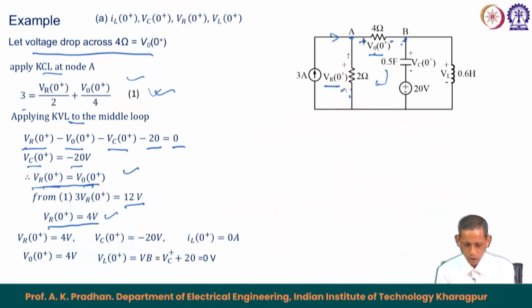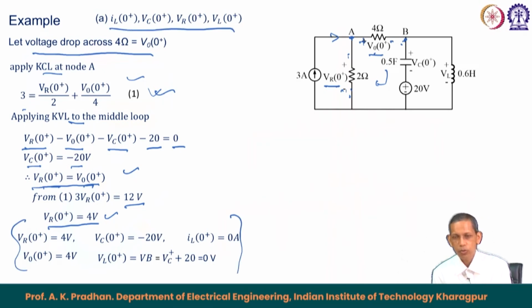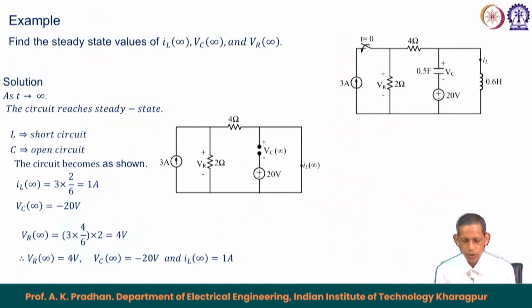So, from this we got all the corresponding solutions for the voltage across the resistance, the voltage across the capacitance, and the voltage across the inductance, all values in terms of this. Now, note that V_L(0+) equals this voltage V_B. So, that becomes equal to V_C plus equals 0 volt, the voltage across here equals 0 volt at the 0 plus instant. So, this is what we say in terms of that.